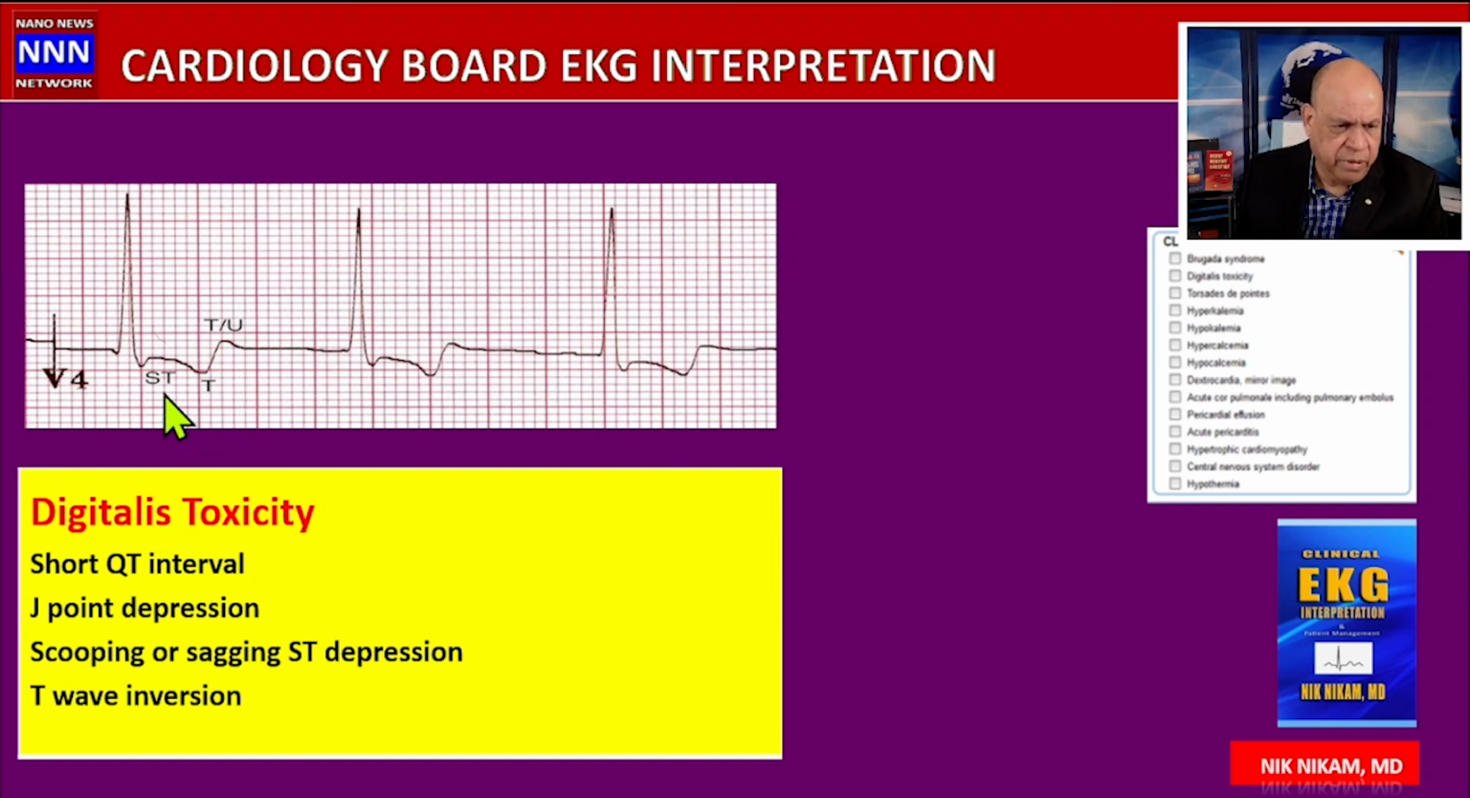So let's look at some of the salient features of STT changes that are unique to digitalis toxicity, namely a short QT interval. Then J point depression. The J point is supposed to be at the baseline, but we see J point depression. Then we have the sagging, downsloping ST segment. After that, we have sort of a biphasic T wave, and there is a U wave. So these are some of the important features of digitalis toxicity.